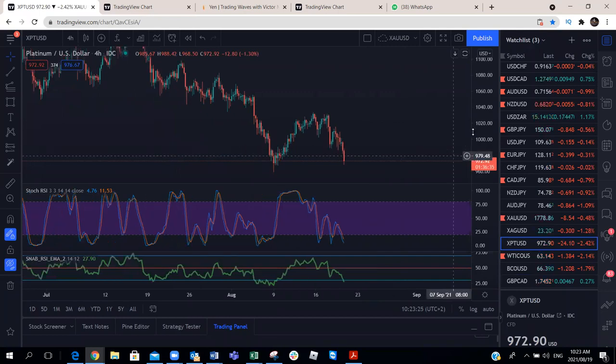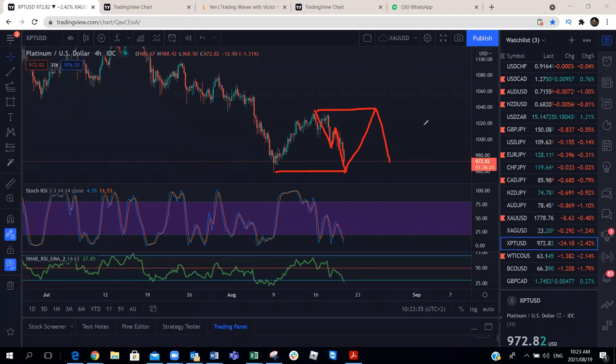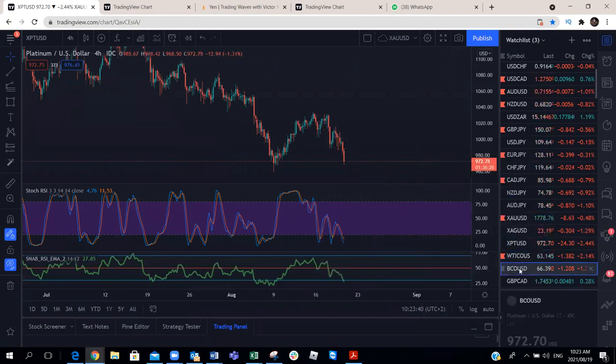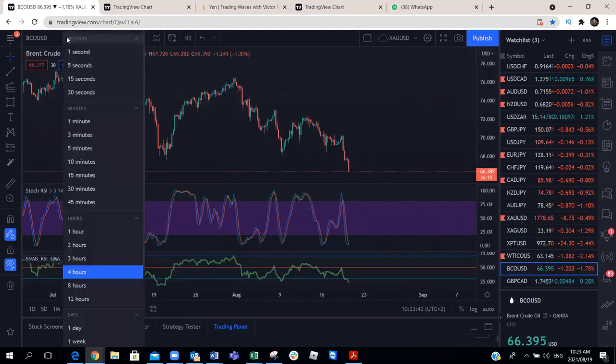All right, so now this is platinum. Platinum is making what looks like a 3-wave structure. We may get a bounce here at this level for a continuation to the downside. Go back to my yellow color. Brent crude doing what it's supposed to do with a bigger structure being this.